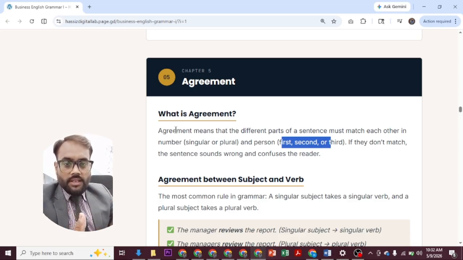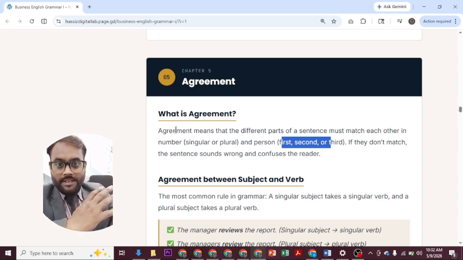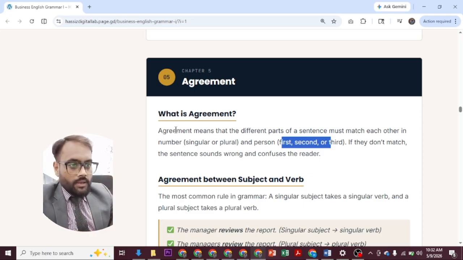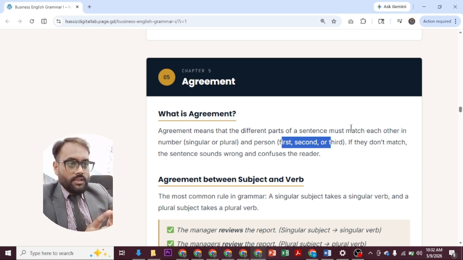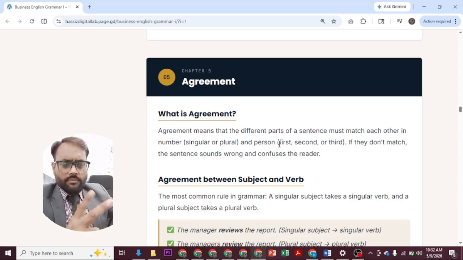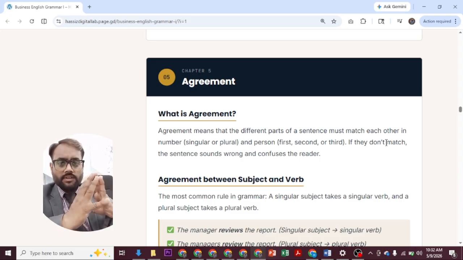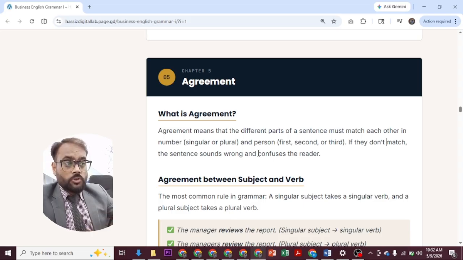Agreement in other senses, like a mutual understanding between two people, is a different thing. But in grammar, agreement mainly tells us about the different parts of a sentence. We have two different parts, and they must match each other in number, meaning it must be singular or it must be plural. The first part may be singular or plural, and the second part may be singular or plural. And person is first person, second person, third person. If they don't match with each other, the sentence sounds wrong and confuses the reader.